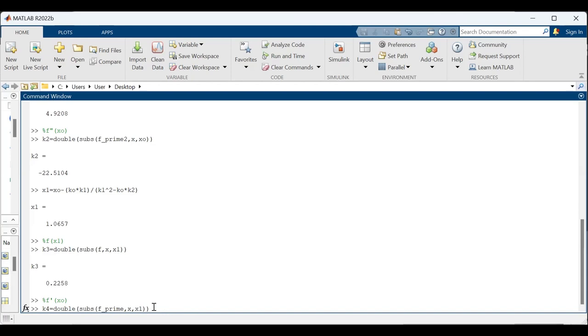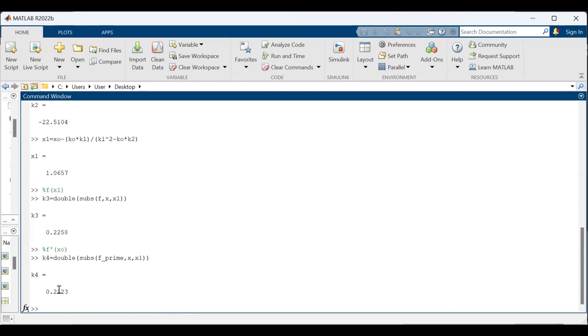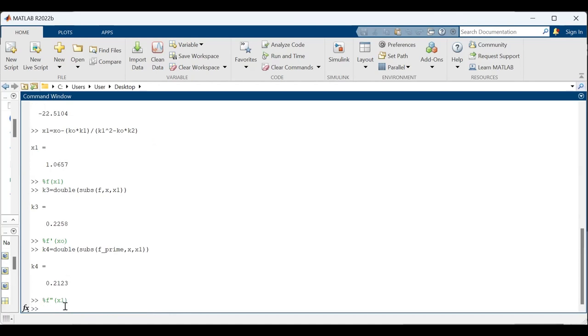Okay, so this is what we get as the k4. Let's look at k5, which is f double prime of x, not x naught, x one. I was using x naught. This should be x one here, and that should be x one. Okay. Done with x naught. So this is our code k five.